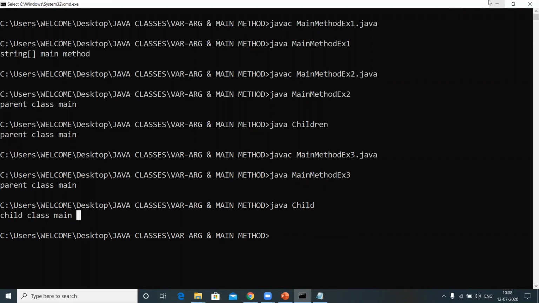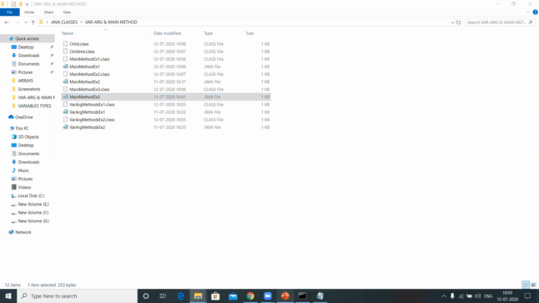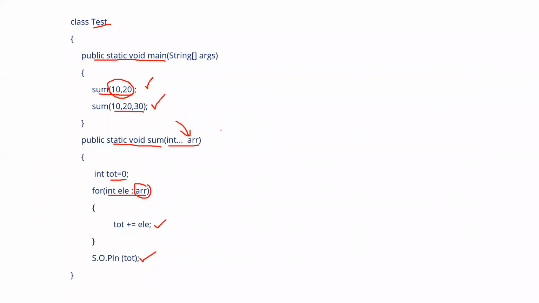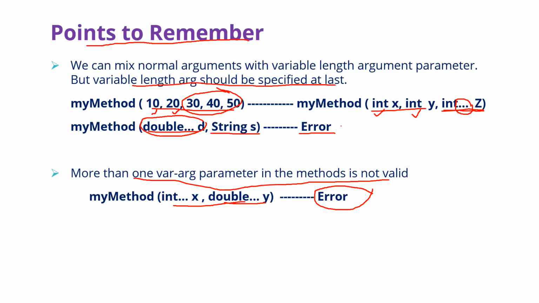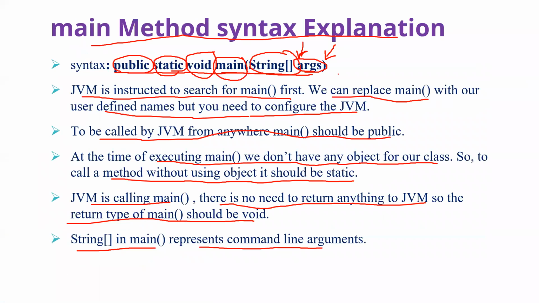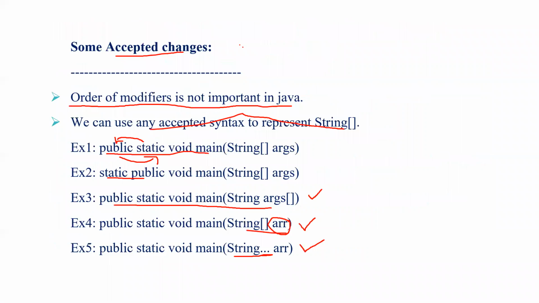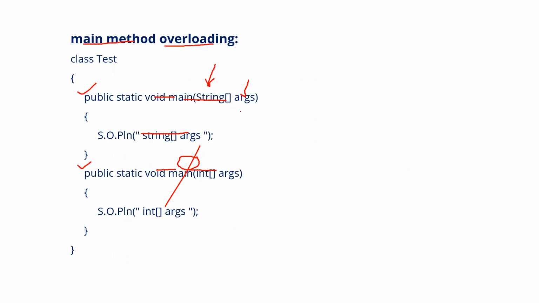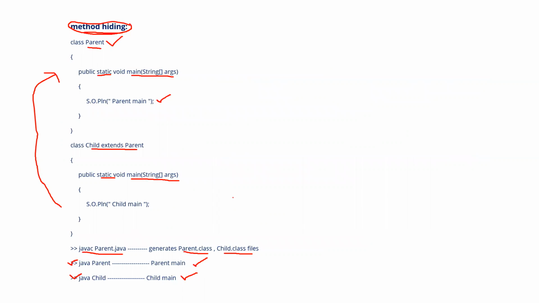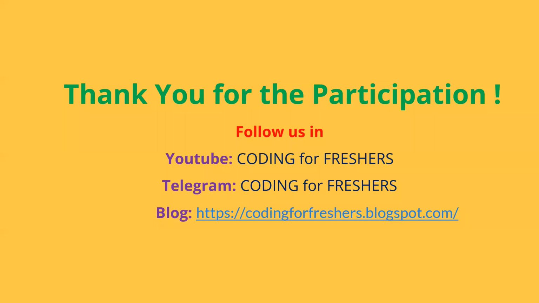I hope the concepts are clear for everyone, right? Today we discussed variable length argument methods, some points related to that, and the main method, what is the syntax of the main method, what are the modifiers present in the main method and what is their importance, and some acceptable changes in the main method. And the main method can be overloaded, inherited, and method hiding is also possible with the main method. These are all the concepts we discussed in today's session.